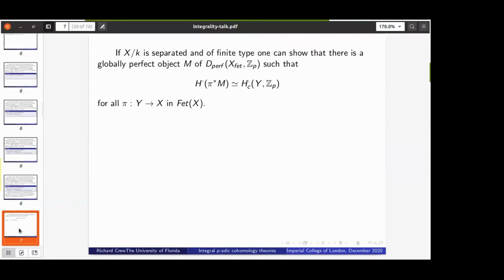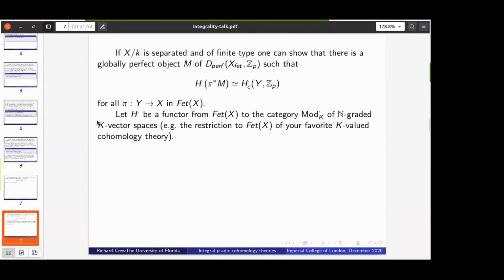If X is a separated K scheme of finite type, you can also show that there's a globally perfect object M of the D-perf of Z_p modules on the finite étale topos, such that H of pi upper star of M is, I'm sorry, I should have had global sections in there. This is just the ordinary p-adic cohomology with compact supports of Y. This is for all morphisms pi from Y to X in the finite étale site.